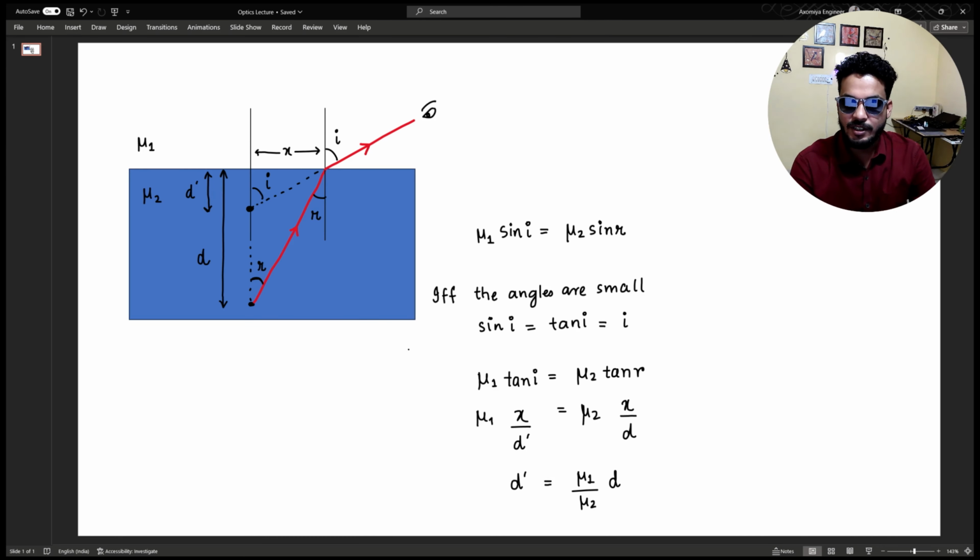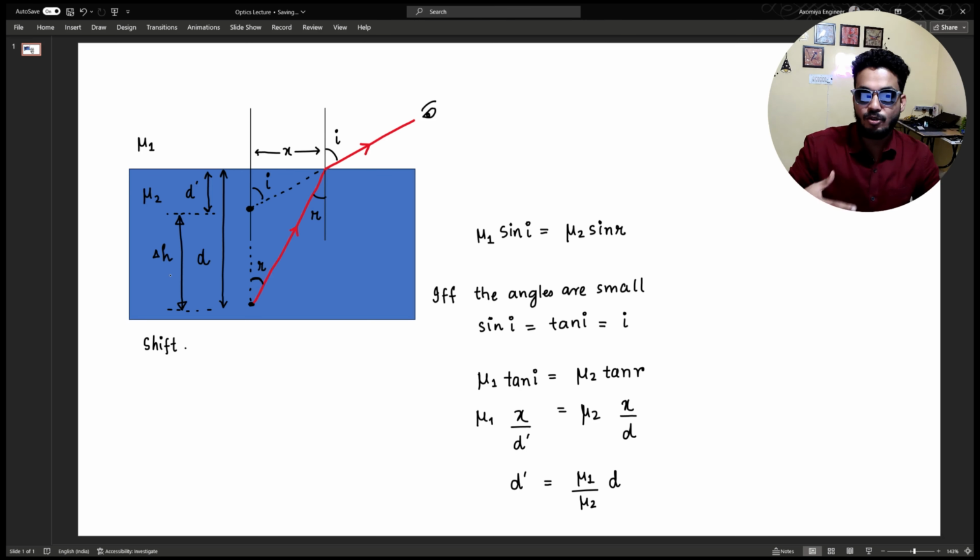So what I want to talk about next is something called the shift. Now you have understood what exactly apparent depth is. The body gets elevated, right? But elevated by how much value is known as shift. So in the diagram, if I show the shift, this is the shift. This is delta H. It's the amount by which the object was raised when it became the image. So that is what is known as the shift, and that delta H is actually nothing but d minus d dash.